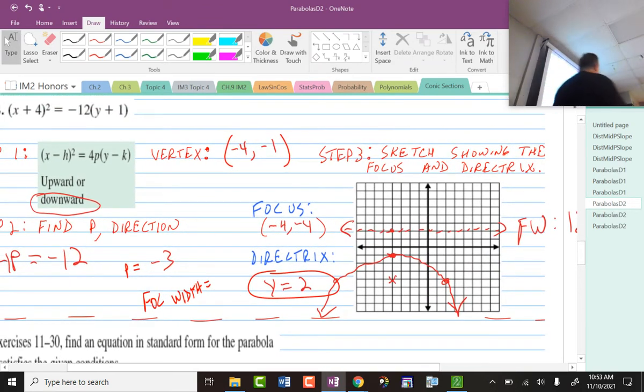We'll take this 2, comma -4. 2 for x. 2 plus 4 is 6. 6 squared is 36. -4 for y. -4 plus 1 is -3. Nice. -3 times -12 is 36. Those that have the time will check that to make sure they're going in the right direction.